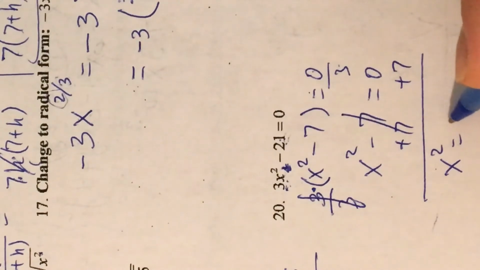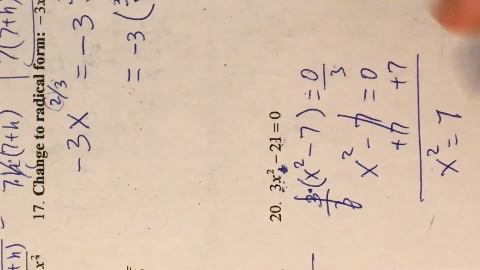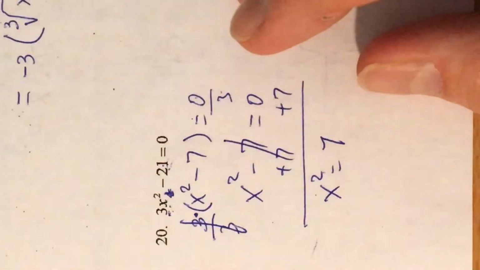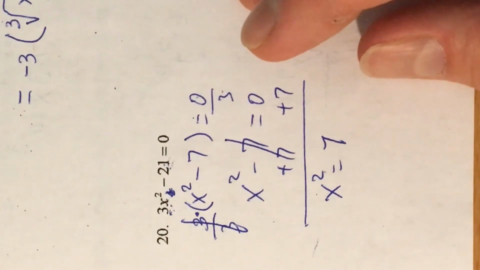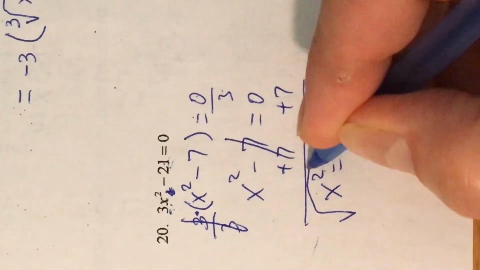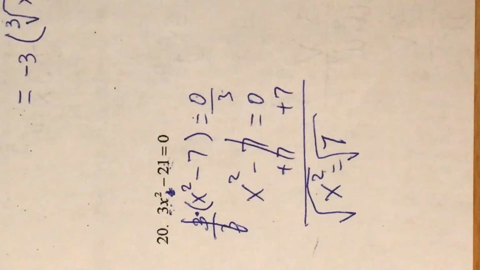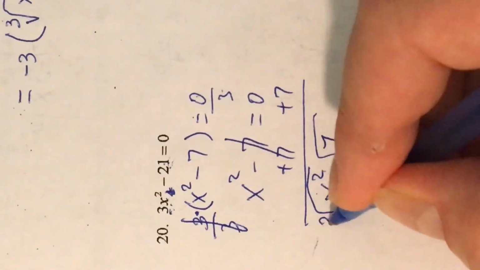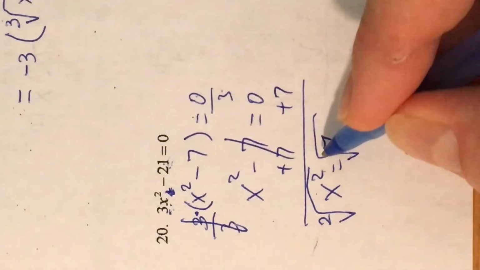0 plus 7 is 7. And now I want to get rid of that square. So in order to get rid of the square, what do I do? I take the square root of both sides. That cancels each other out because I'm taking the square root.